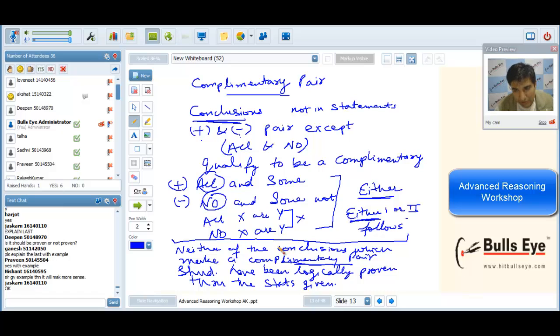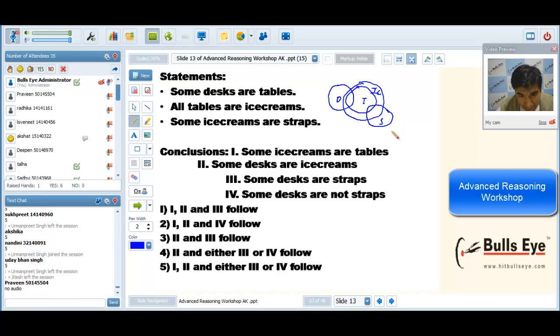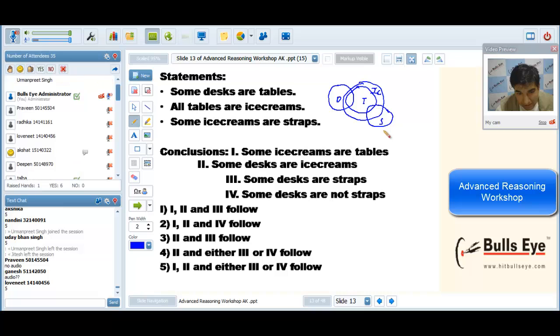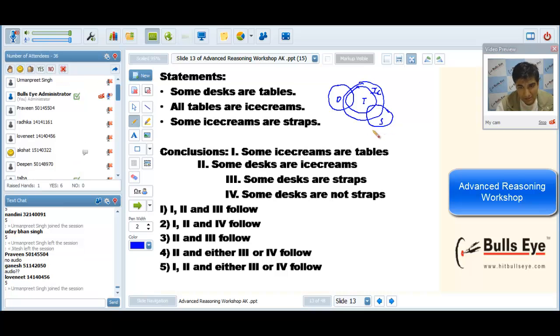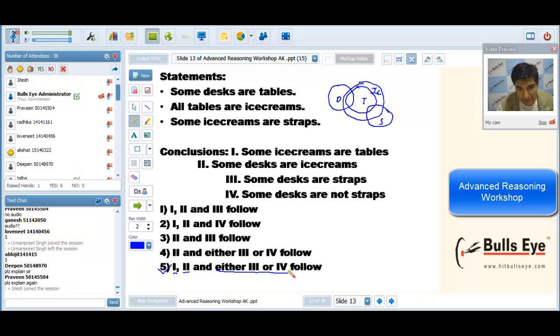Okay, we'll do the question now to make the things more clear. I think all of us got it correct. The answer to this problem is the fifth option, that is, 1 and 2 are logically proven and either 3 or 4 is a complementary pair. Let's discuss this now.